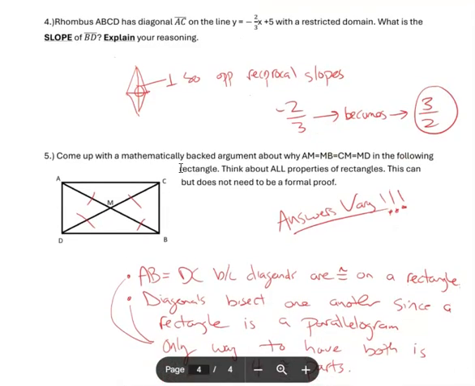Rhombus ABCD has diagonal AC on the line y equals negative 2/3 x plus 5 with a restricted domain. What is the slope of BD? That's the other diagonal. Well, you know the diagonals are perpendicular, so if one is negative 2/3, the other one has to be the opposite reciprocal, which is 3/2.